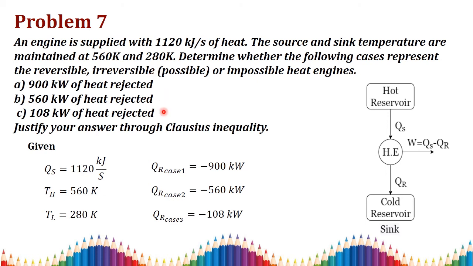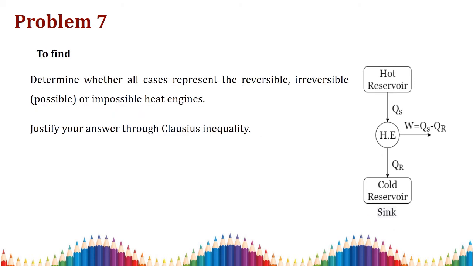With this, three cases we need to find with the same source and sink temperature. Only the heat rejected value will be different. We have to justify the answer using Clausius inequality for three different cases of heat rejection. Here they have mentioned that heat is rejected. So in the given data itself, I have written minus 900 kilojoule, minus 560 kilojoule and minus 108 kilojoule for case 3. We need to justify your answer through Clausius inequality for each and every case.